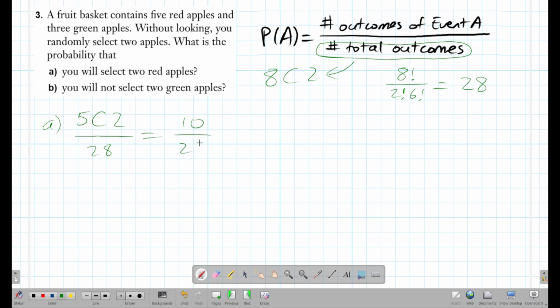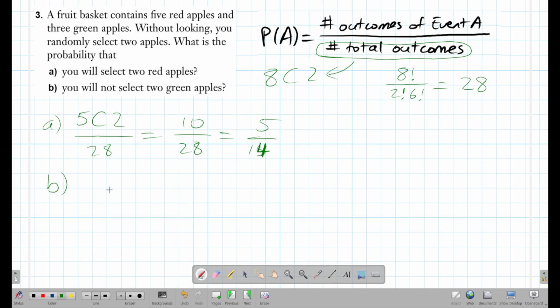By the way, I don't have a calculator, so if I'm doing the calculations manually like this, that's why. And this will just simplify to 5 over 14, which is the answer, 5 over 14. All right, so that's A.